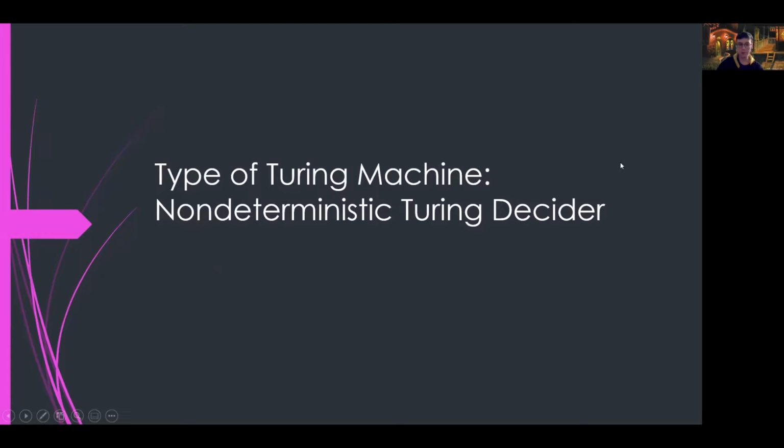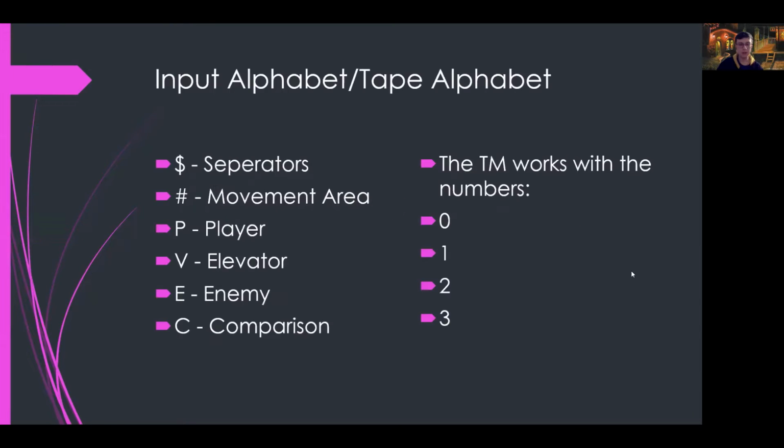And as I mentioned before, my Turing machine is a decider, but it's also non-deterministic. And here's the alphabet for both the input and the tape. I use the $ sign to separate different pieces of it. And I also have the hash symbol for the movement area. And these don't really find much use. It was more for a larger scale.